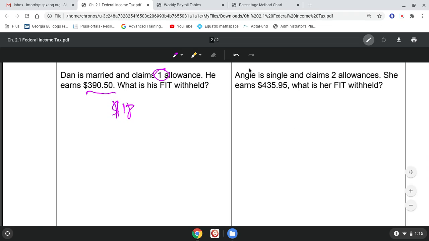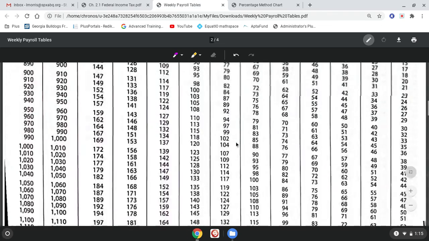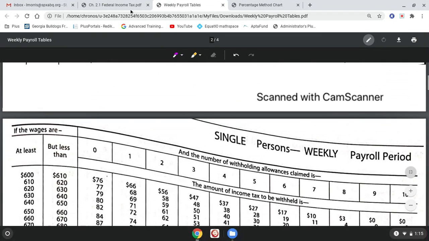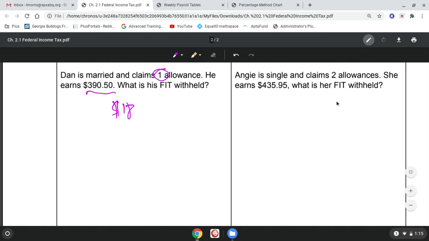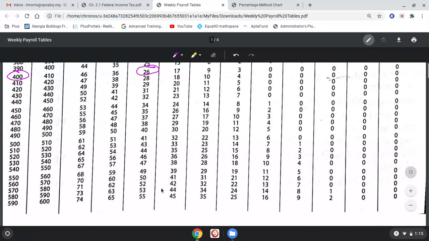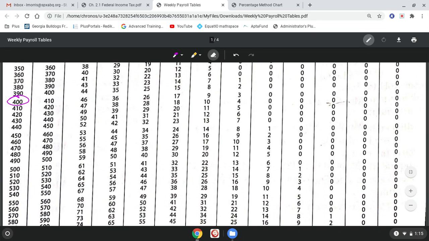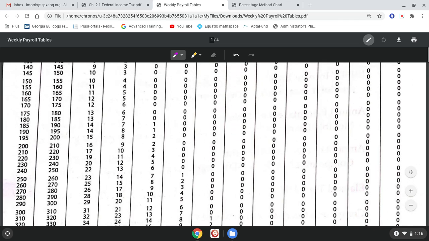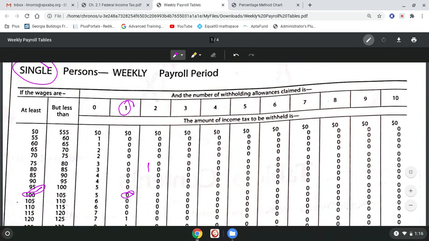And then it says Angie is single, so we're going to use the single side of things. It says she has 2 allowances and earns $435.95. Okay, so let's go down to $435. So we're going to look at $430 and $440, that column, because it's in between $430 and $440. Usually it goes in increments of 10 like that. Since it's $435.95, we're just going to go in between those two, and that's the column we'll use for that. And she claims 2 allowances, so that's going to be this right here.